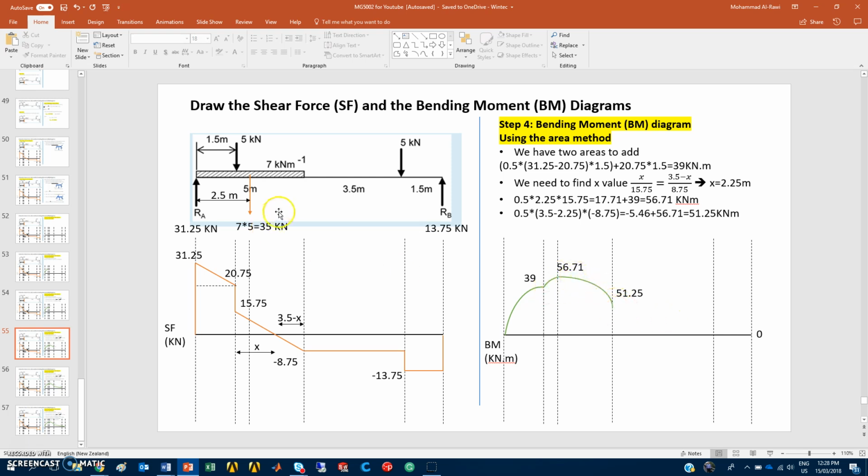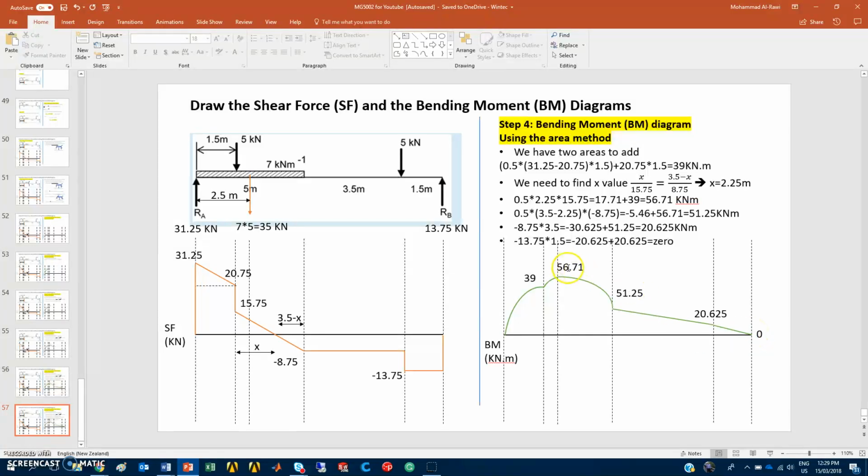Now when I move to the other areas, which are just rectangles, then I use only sloped or gradient lines. To find this area is very easy. Minus 8.75 times the distance, which is 3.5, will give you a value of minus 30.625, plus the 51.25. This leaves 20.625, and that's where I reached this point now. From this point I need to find this area. It will be minus 13.75 times 1.5, which will give me minus 20.625. Therefore I will close the diagram with 0.